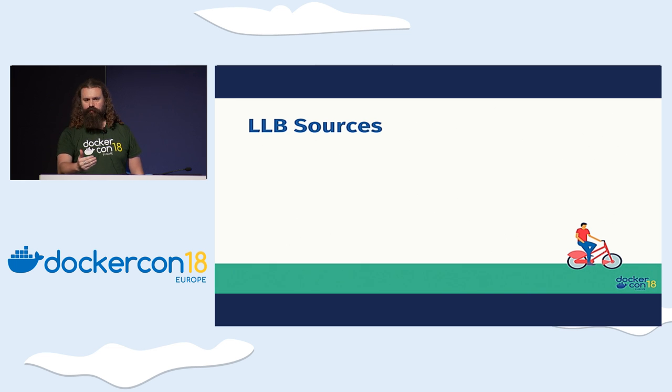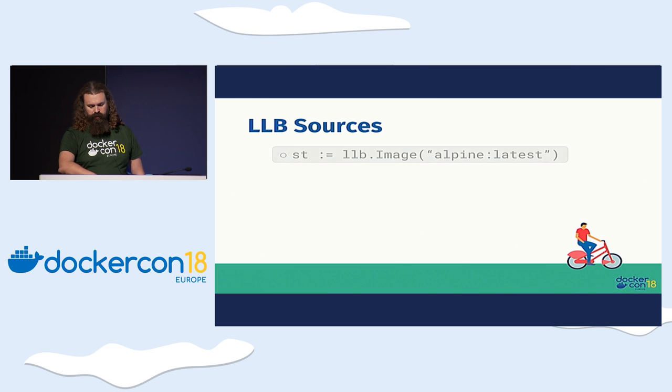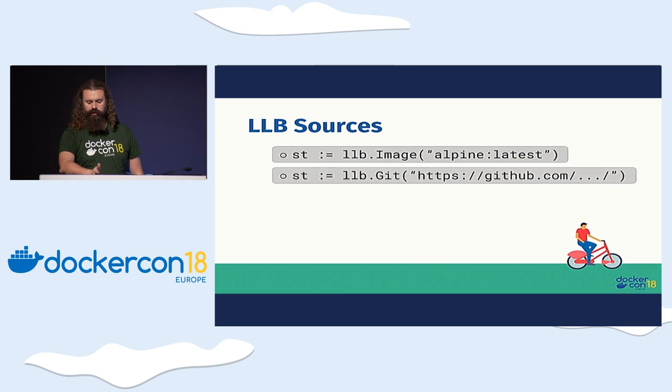Sources. There are many different types of sources. One obvious one is an image. So if you want to start from some existing container image, you can pull that from a hub or a DTR, like you can pull the Alpine one. Similarly, though, you could say, I want to start from a Git repo. And this would then clone and present that Git repo as a source for use further down in the DAG.